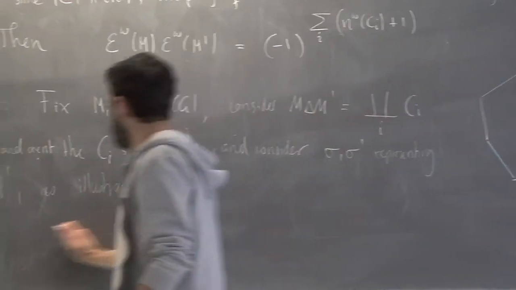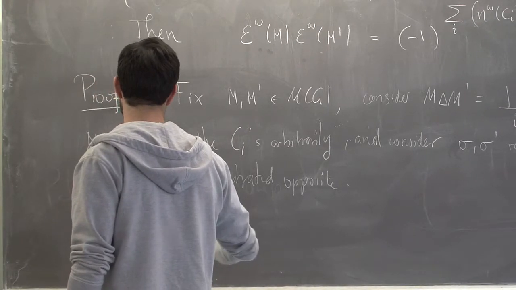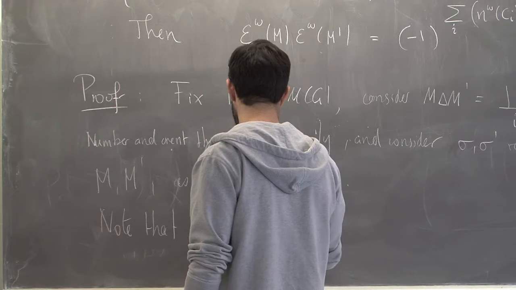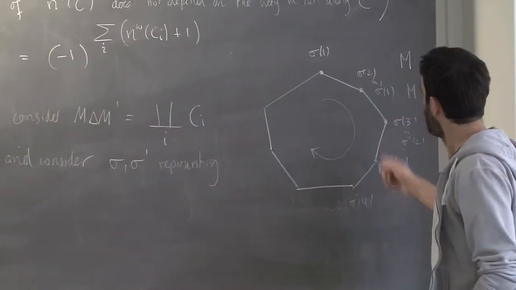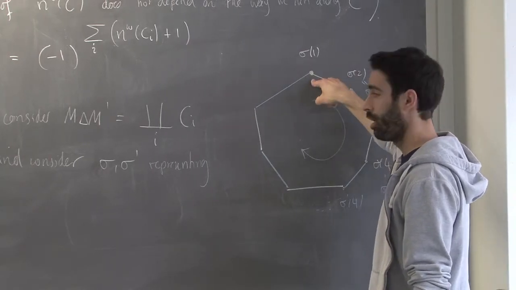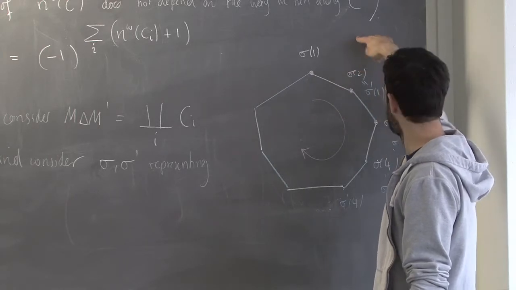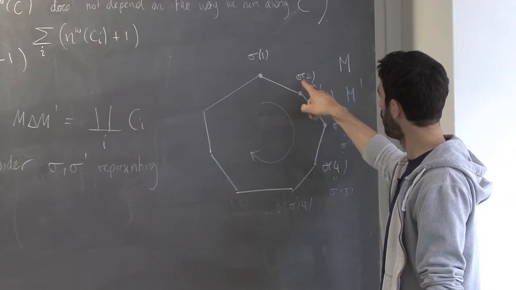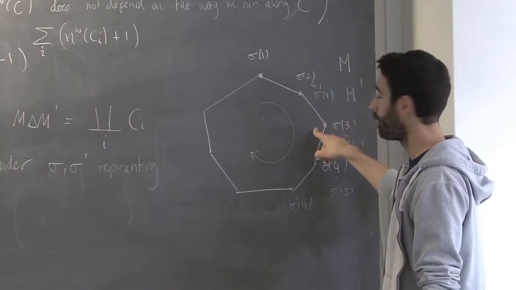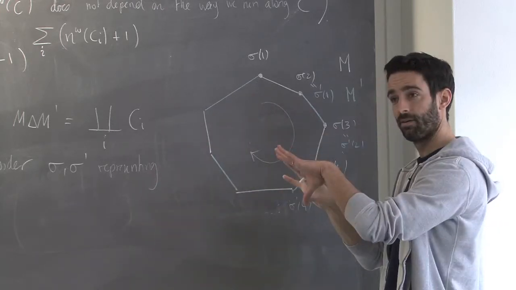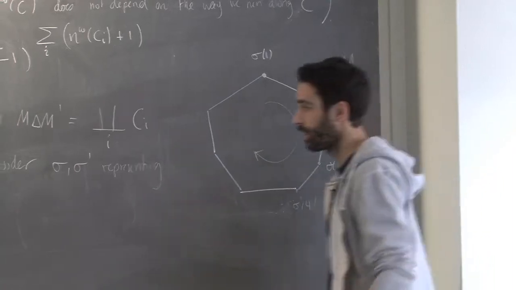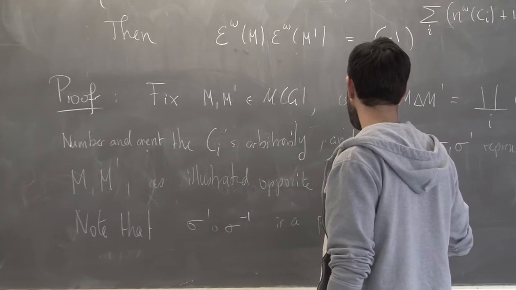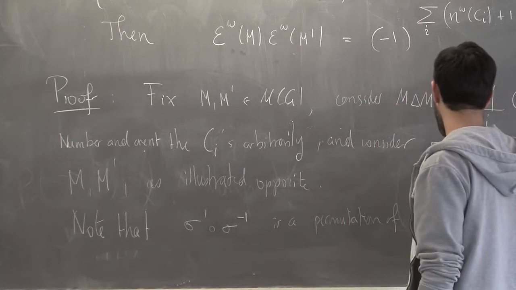Okay. Now let's see. Note that if I look at sigma prime composed with sigma inverse, what is this? I start with this vertex here. I apply sigma inverse, so I go to 1. And then I apply sigma prime, and I arrive here. So this vertex will be sent here. Now if I continue, sigma 2, sigma inverse, I go to 2, and then sigma prime, I go here. So you see that this permutation is actually a cyclic permutation of each cycle by one edge in the orientation we have chosen first.